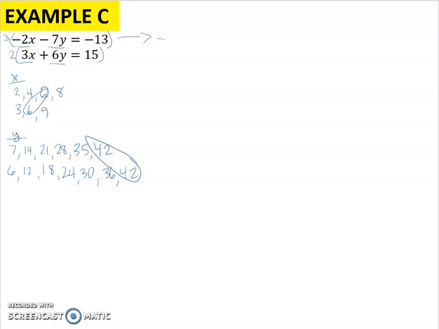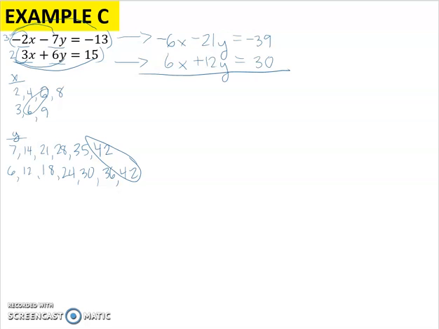Here we go. The top one's going to become negative 6x, and then 3 times negative 7 is negative 21y, and then 3 times negative 13, that's going to be negative 39. Okay, now I multiply the bottom one. 2 times 3x, that's positive 6x. 2 times 6y, that's positive 12y. And then 2 times 15, that's going to be 30. Okay, I have my equal and opposites.